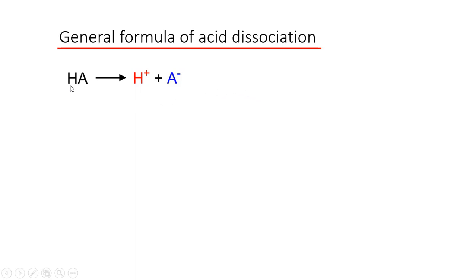HA, where H is the hydrogen and A is the conjugate base pair, fully dissociates, so there's full dissociation, into H plus ions and A minus ions. This could be for any strong acid such as hydrochloric acid, nitric acid, most inorganic acids.